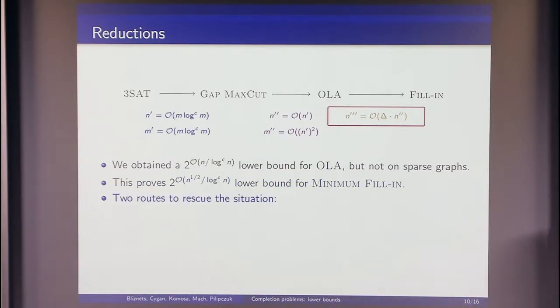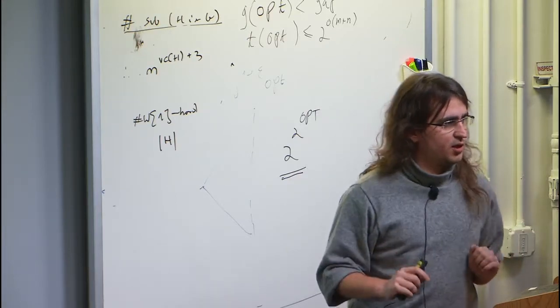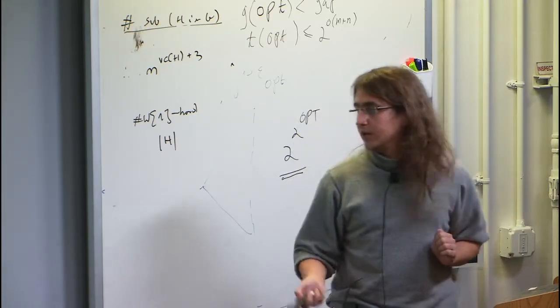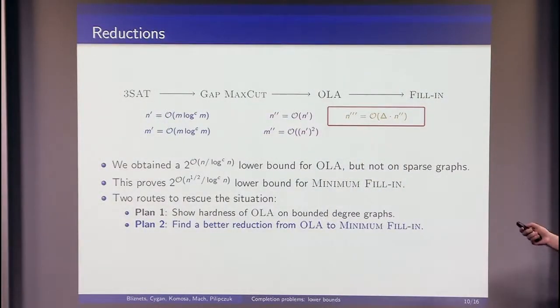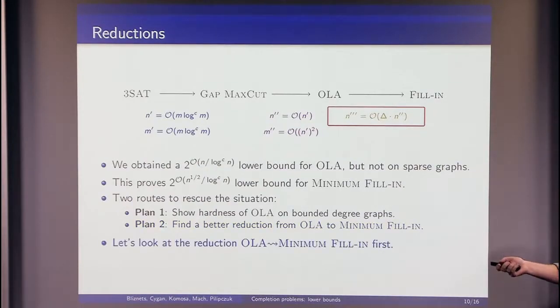So there are two routes to try to rescue this situation. First of all, you can try to show hardness of OLA on bounded degree graphs. Yes, this is a clear idea. And second, maybe this reduction can be made better. So let's look at plan 2 first.